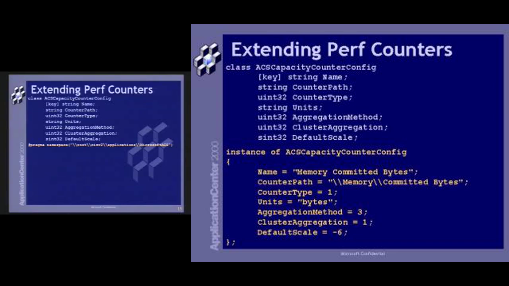So this is what the MOF would look like in practice. First, connecting to the namespace. I'm creating a new instance of the class ACS capacity counter config. Here I'm going to add a counter, memory committed bytes. This is the path. It's the memory object and the committed bytes counter. For this release, counter type is always 1. Units is bytes. This is simply what will be displayed in the UI. Aggregation method is 3. We'll detail a little bit later what the values are for the aggregation methods. And the default scale is 6.